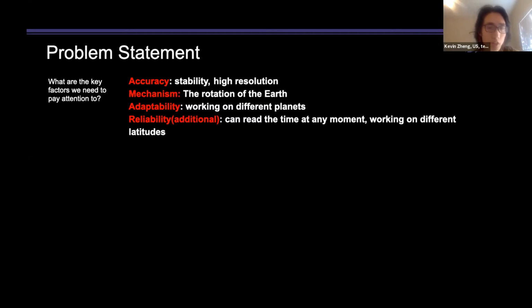We have an additional key feature that we want to pay attention to, which is reliability. So in the best case, we want to read the time at any moment, and we want it to work on different latitudes on that planet.